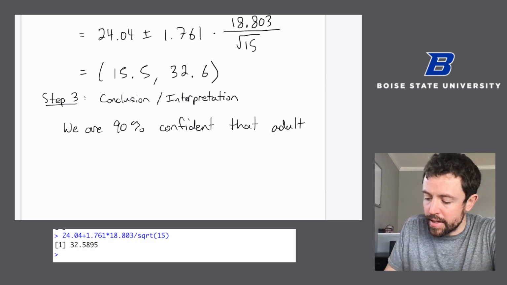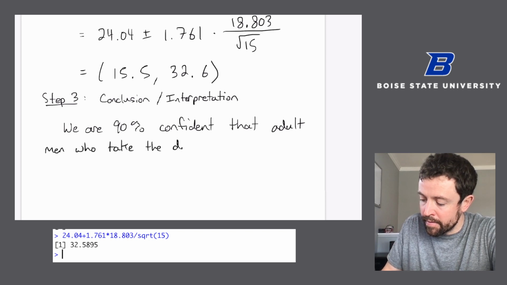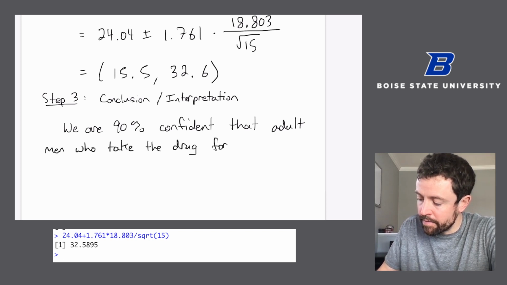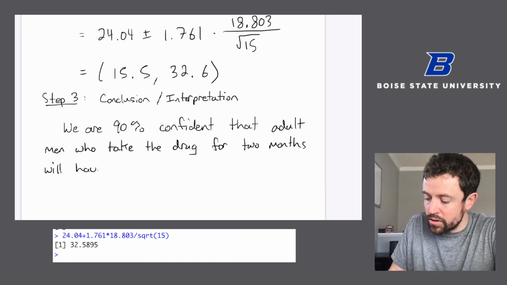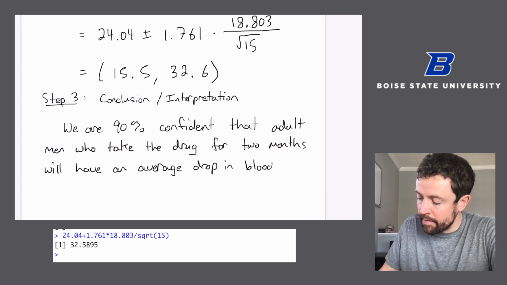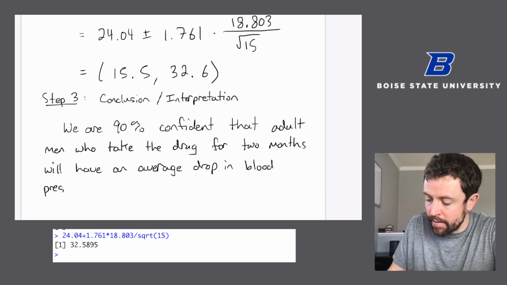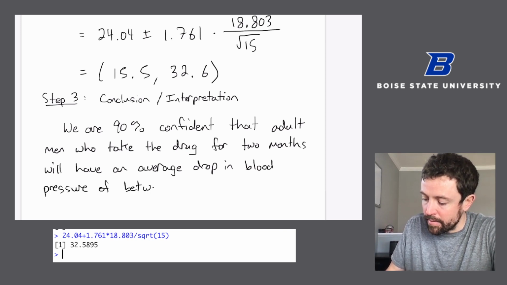We are 90% confident that adult men who take the drug for 2 months, so I want to include all of the context that I have, will have an average drop of blood pressure of between, and this is where the numbers come in.